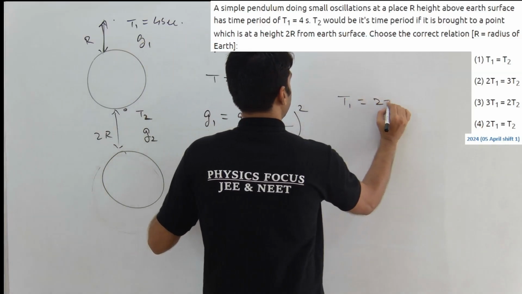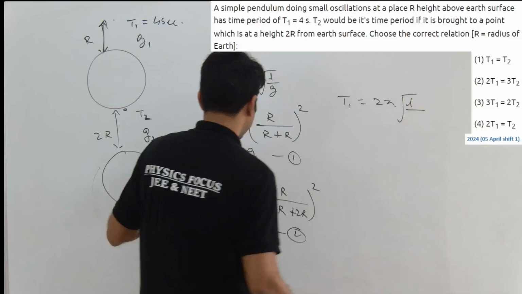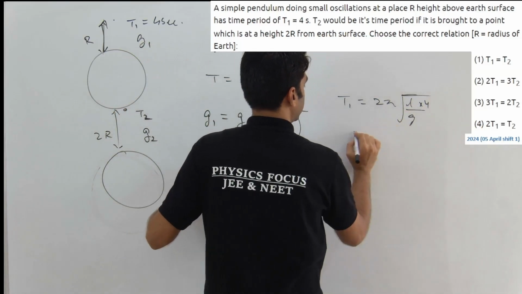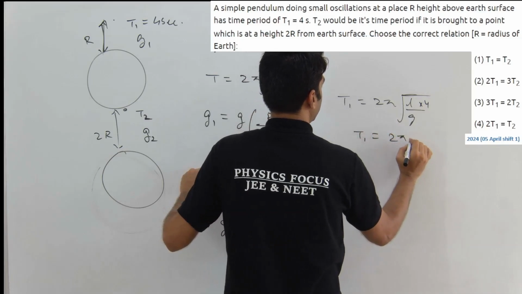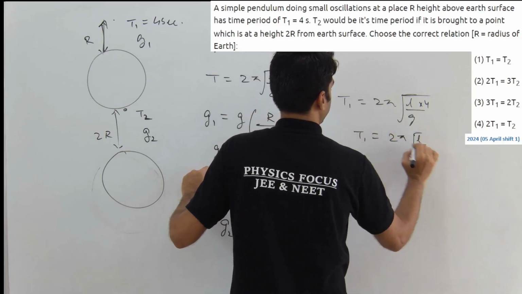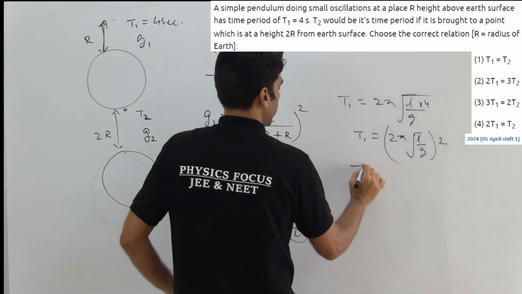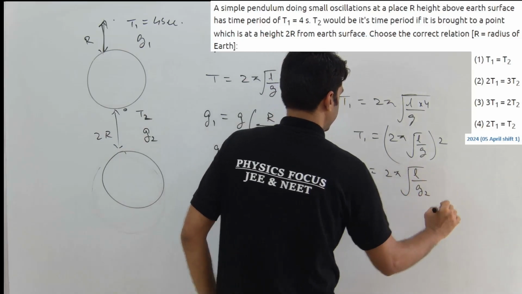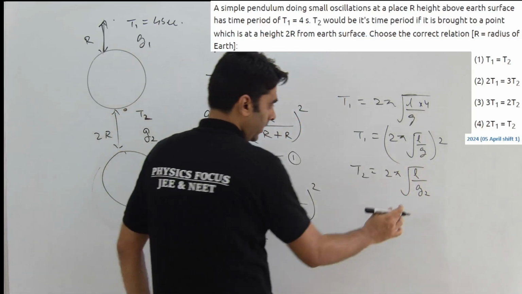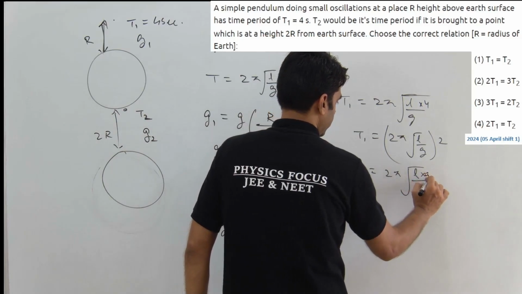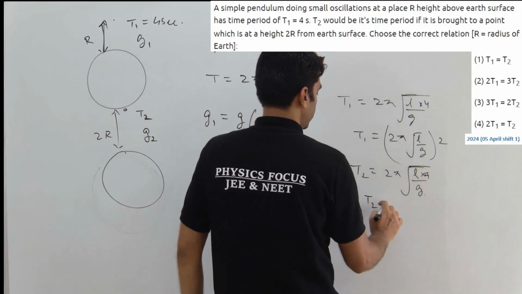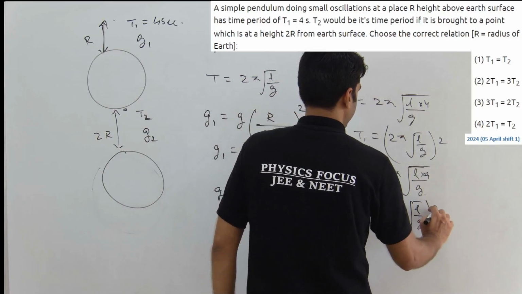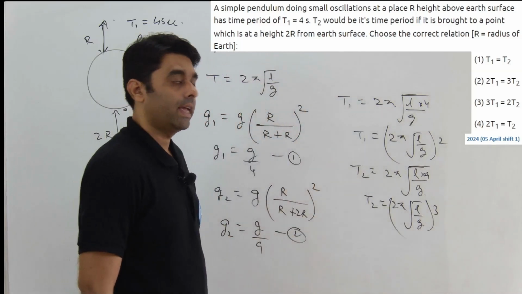T1 will be 2 pi root over L by g1. g1 is g by 4. So this comes out: T1 is equal to 2 pi root over L by g, into 2. And T2 is 2 pi root over L by g2. g2 is how much? g by 9. I'll substitute over here, g by 9. So this comes out as 2 pi root over L by g, into 3 times.